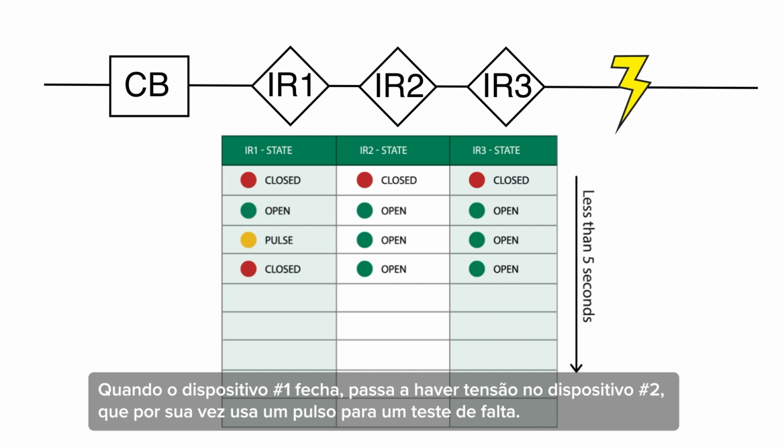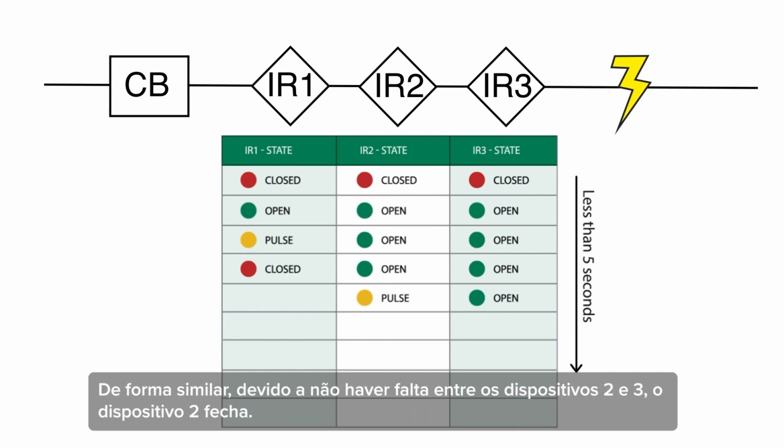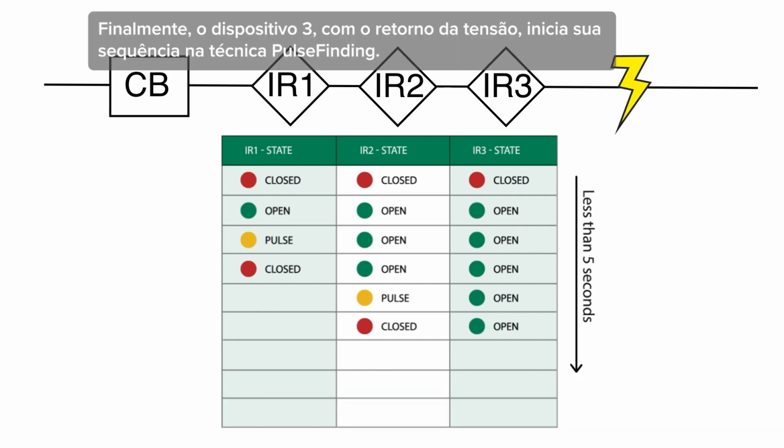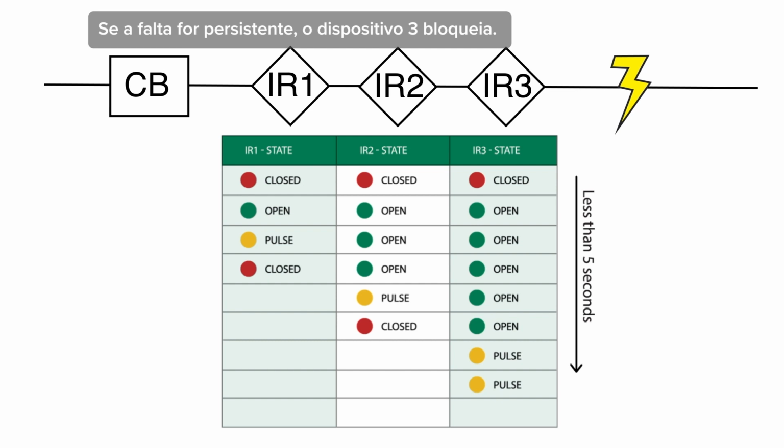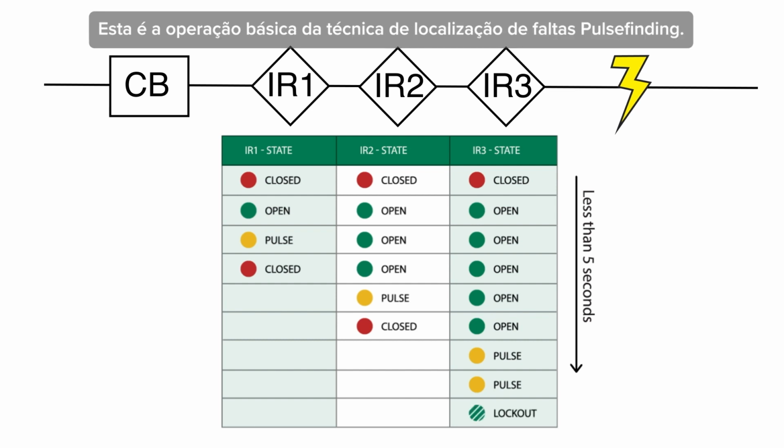When device number 1 closes, that brings voltage to device number 2, which will now use a pulse to test for a fault. Again, because there is no fault between devices 2 and 3, device 2 will close. Finally, device 3 will see a return of voltage and begin its pulse-finding technique sequence. Device 3 will see fault levels of current and continue through the configured test sequence. If the fault is persistent, device 3 will lock out. That is the basic operation of the PulseFinding fault location technique.